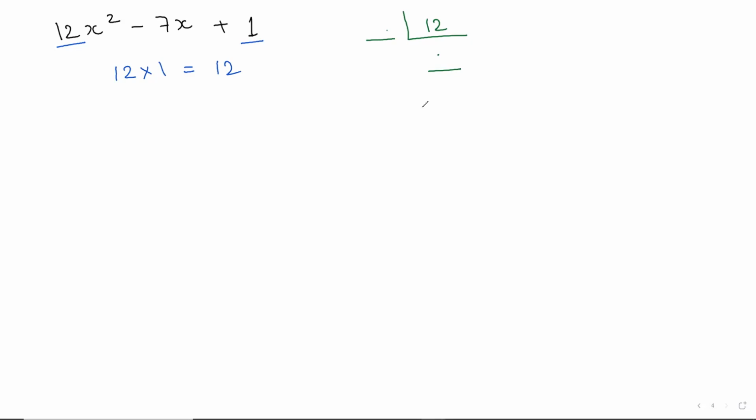Okay. Let's look at the options that we have. So we have 6 into 2 is 12. Is that going to help us? Can we have 6 plus 2 as 7, or can we have 6 minus 2 as 7? No, right? So 6 and 2 won't work. We have to think about something else. Think about other factors of 12. Something into something is 12, and you add them or you subtract them, you get 7.